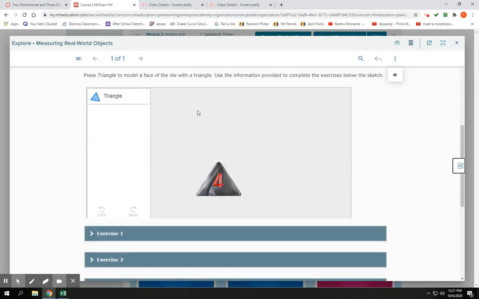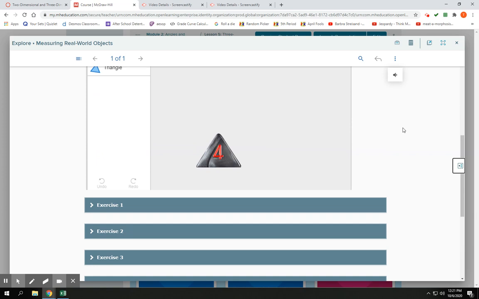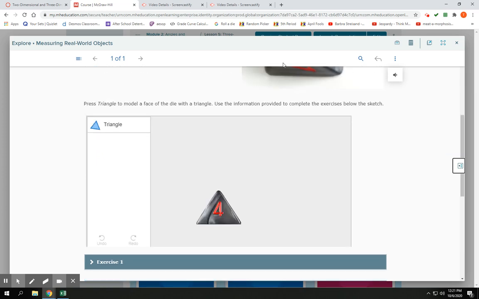So the surface area, that's going to be the area of each of those triangles on the faces. And then the volume is going to be how much can fit inside of the object. So press triangle to model a face of the die with a triangle. Use the information provided to complete the exercises below the sketch.